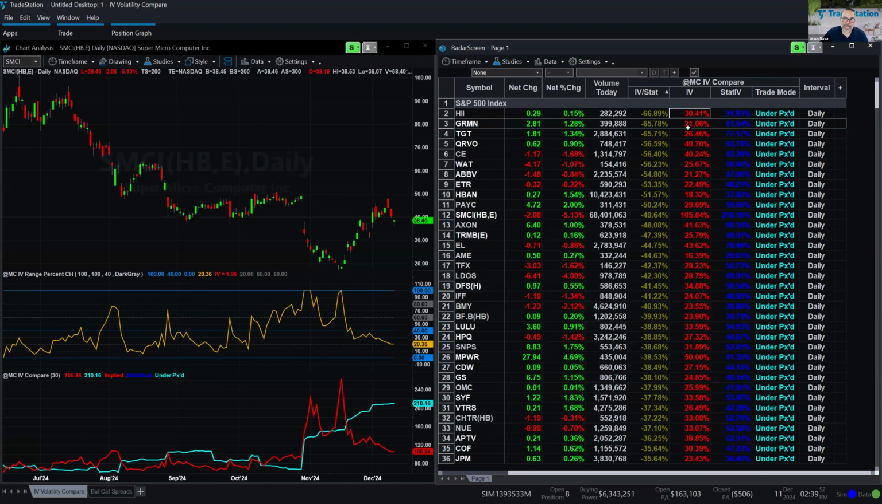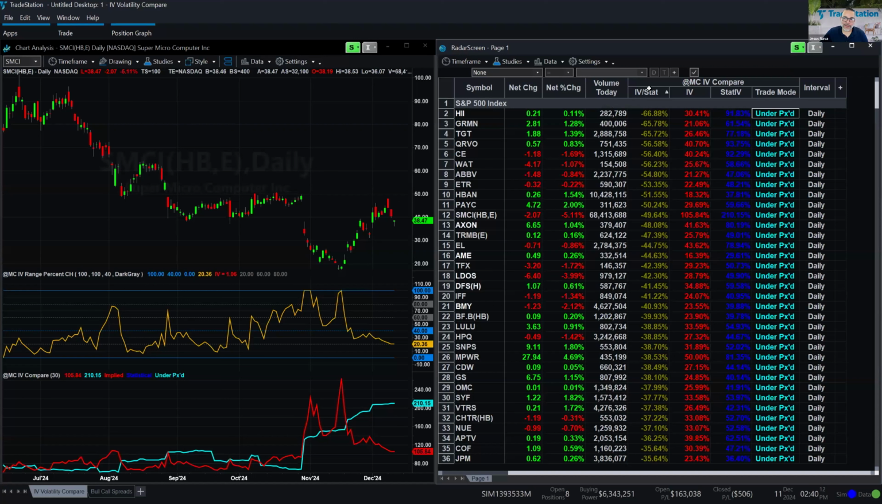You can see that implied is 30%. Statistical is 91%, almost 3 times as high. So this is 66%. So implied volatility right now is about 66% of the statistical volatility. What does that mean? That the options are going to be underpriced.